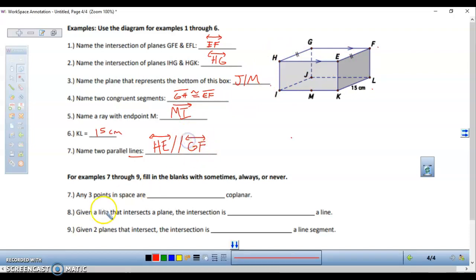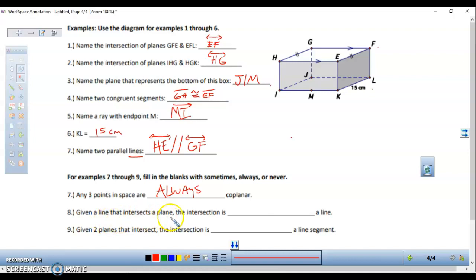All right. Next, any 3 points in space are always coplanar. We talked about this last week. That's a gimme. If I ever ask you about 3 points, no matter a picture or not, you always know they're coplanar because any 3 points can always define a single plane.